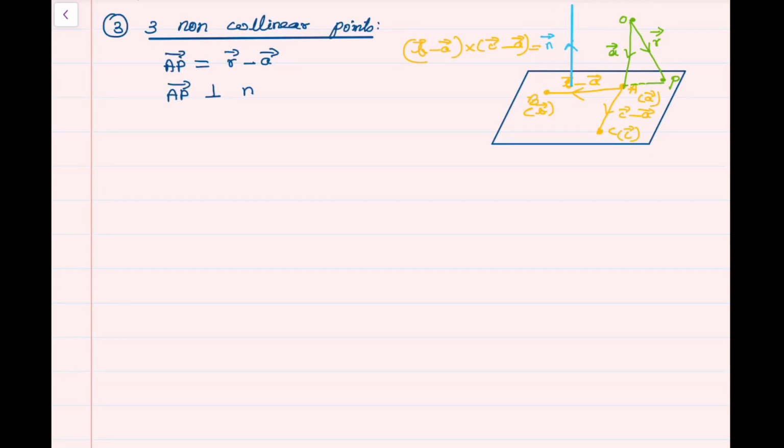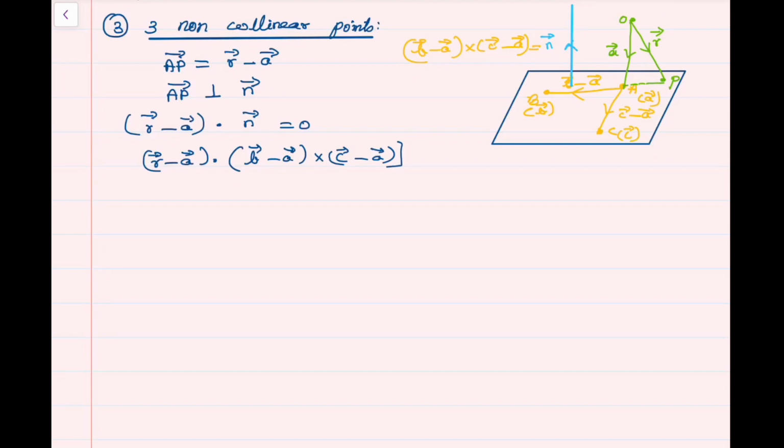Vector AP is perpendicular to vector n because vector AP lies on the plane and vector n is perpendicular to the plane. Therefore, dot product has to be 0. Vector r minus A dot vector n is equal to 0. Let us substitute for vector n. Vector r minus vector A dot (B minus A cross C minus A) equal to 0. This is the vector equation of a plane passing through three non-collinear points.